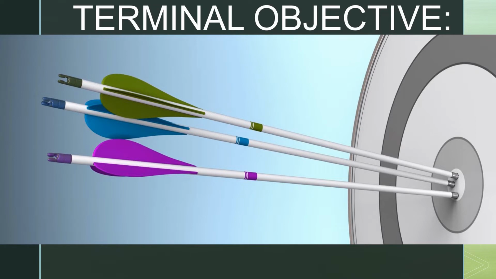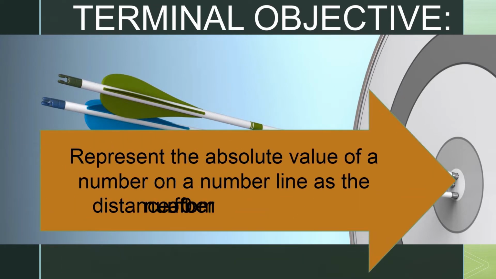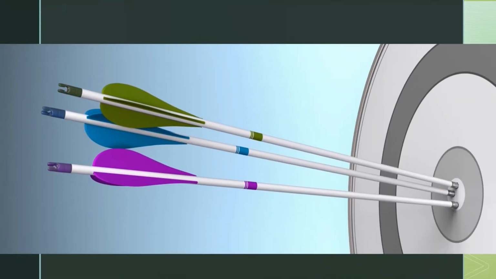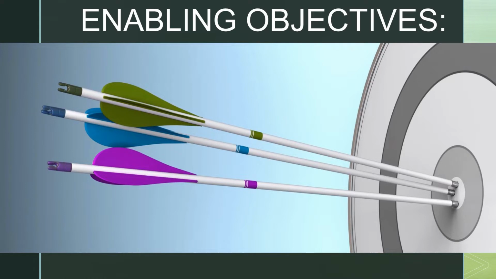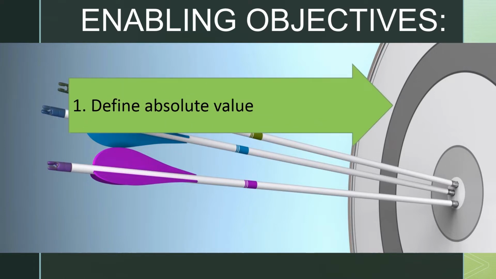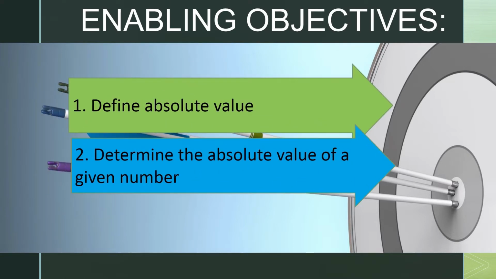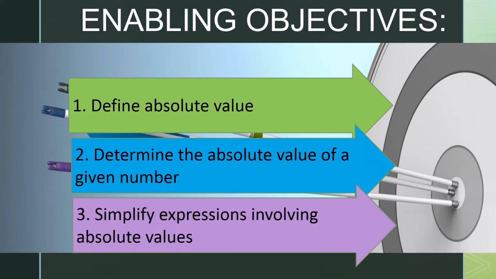The terminal objective of this session is to represent the absolute value of a number on a number line as the distance of a number from 0. The enabling objectives are the following. 1. Define absolute value. 2. Determine the absolute value of a given number. And 3. Simplify expressions involving absolute values.